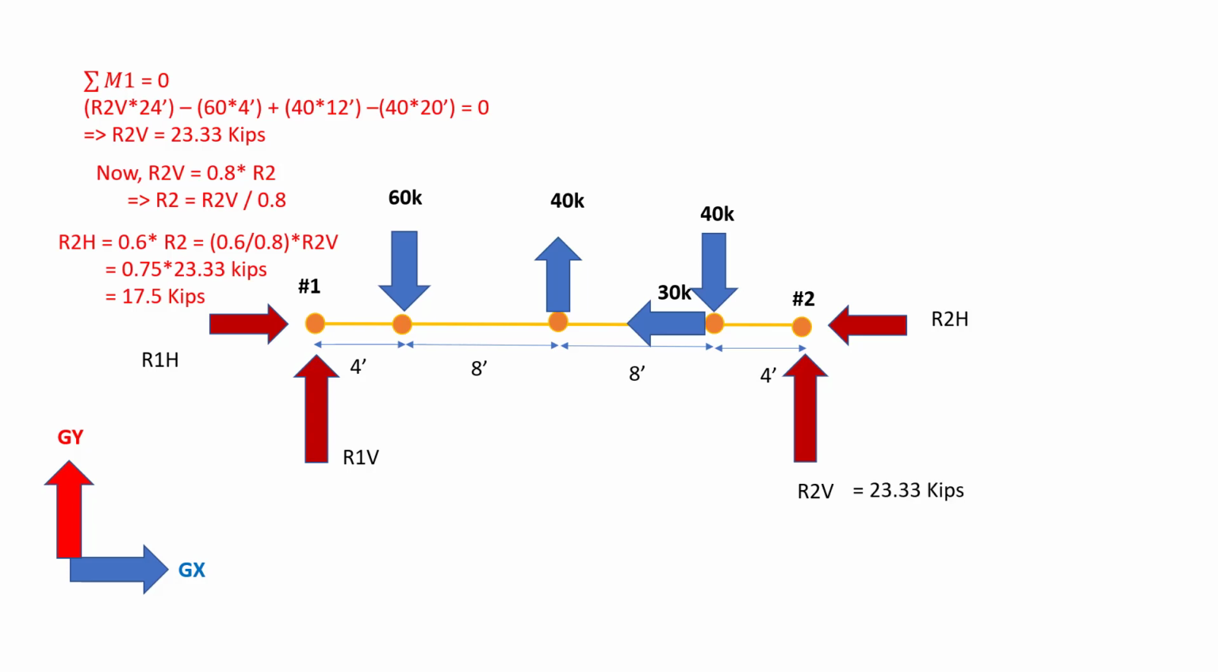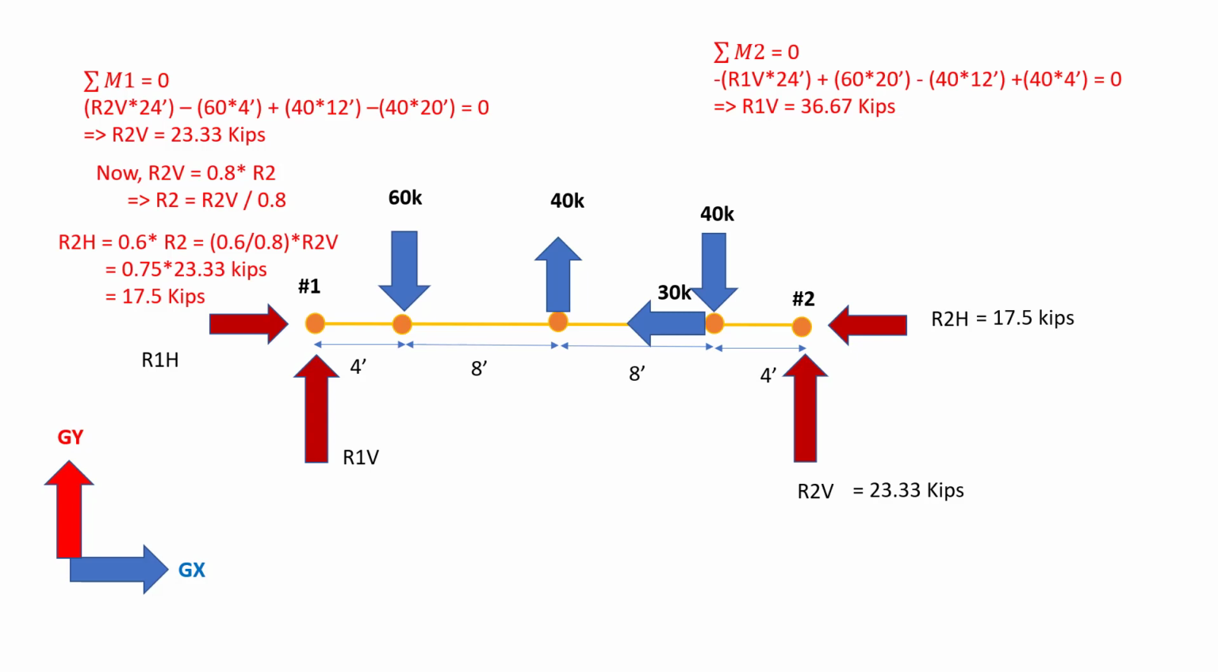So R2V is solved to be 23.33 kips, and R2H was found out to be 17.5 kips. Both of the values came out as positive, so our assumed direction of the reaction is correct. The next thing that we do is we sum up the moments of all the forces in reaction about node number 2.